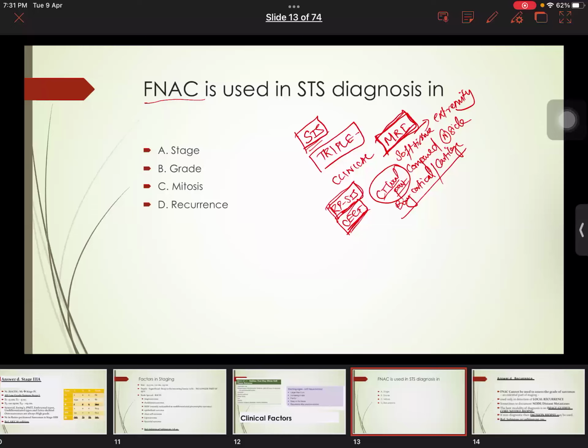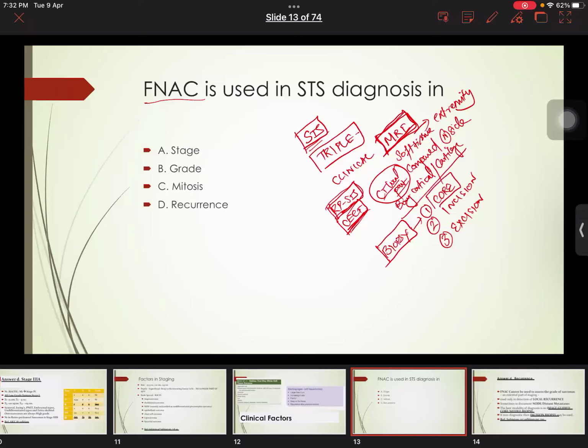Once you do the CT scan or MRI, whichever is required, after that is when you will go for a biopsy. What are the types of biopsy that you can do? You can do a core needle biopsy. Then you can do an incision biopsy. And finally, you can plan for an excision biopsy also. These are the three types of biopsies which can be done.